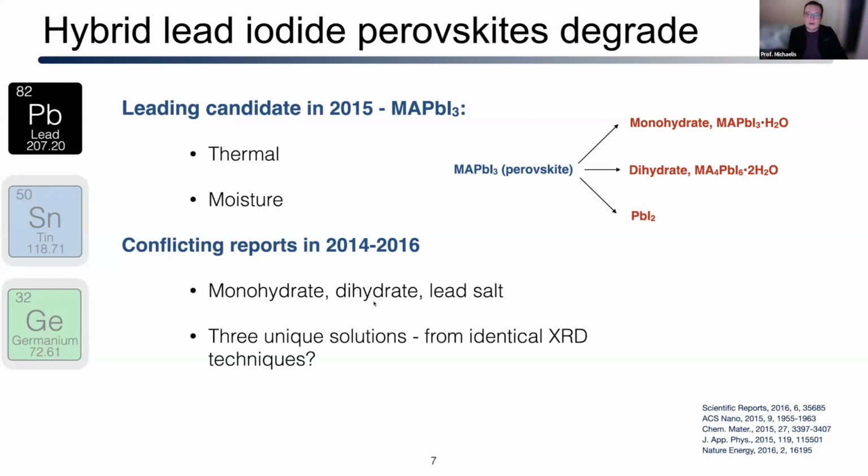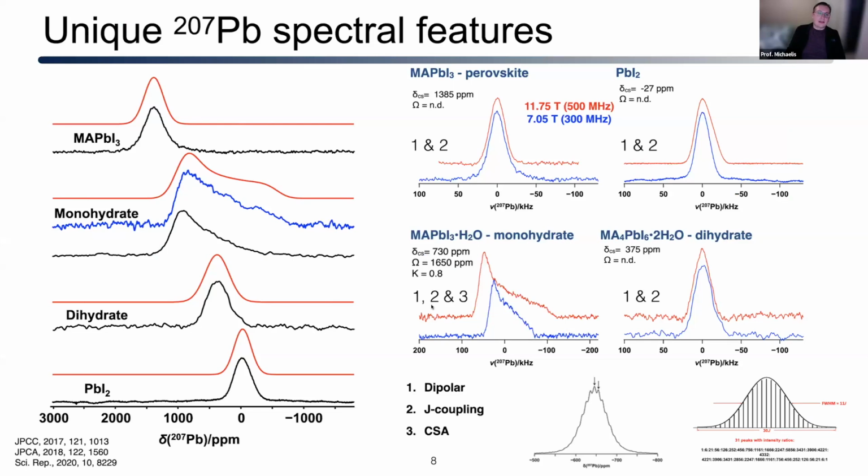And so I thought, okay, well, NMR is fairly sensitive, and lead NMR should be able to identify what's going on in this case. This is a busy slide. I do apologize for this, but I think it exemplifies why we dived into this more. What you have is the four compositions that you can potentially have. They have the MAPI phase, you have the monohydrate, the dihydrate, and the lead iodide.